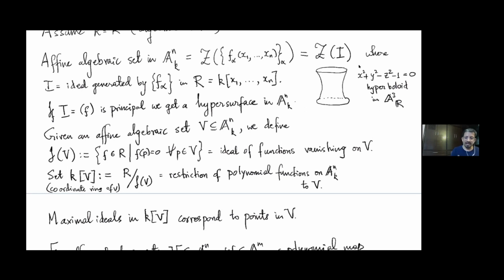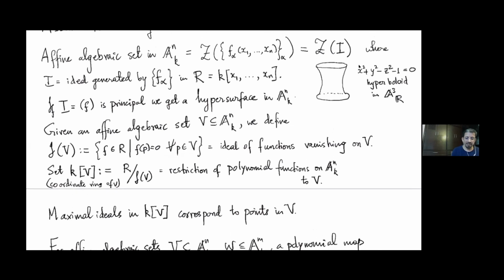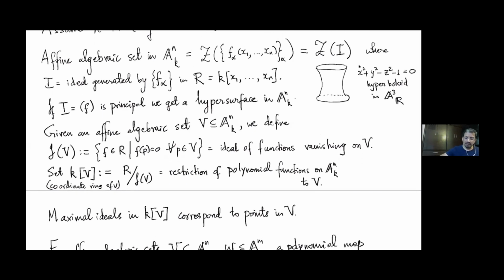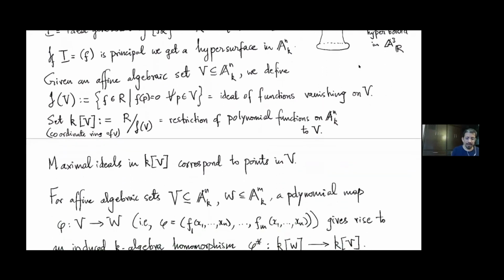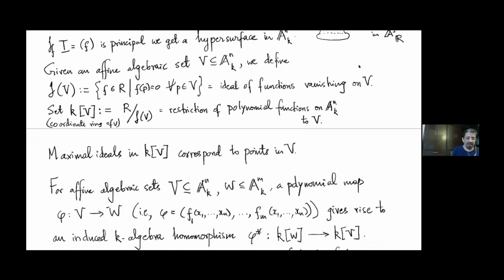So for a typical affine geometric object, I associate such a ring, and that is called the coordinate ring of V, a finitely generated K-algebra. The useful thing to know about such rings is that you can pretty much recover the entire algebraic set V from its coordinate ring. Here are some facts which will explain this. One thing is that the maximal ideals in K[V] correspond to points in V. This is known as Hilbert's Nullstellensatz.